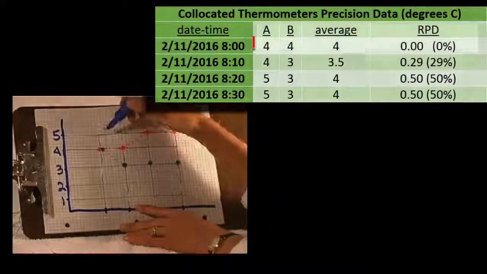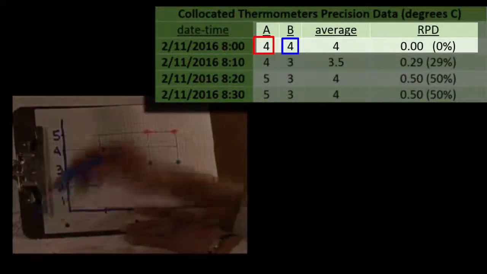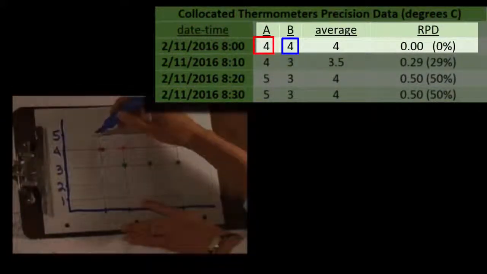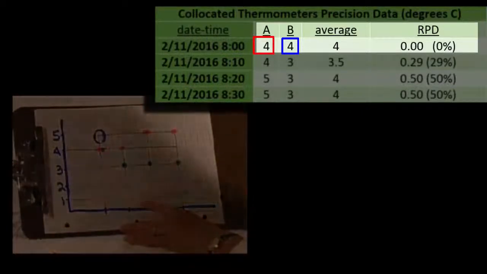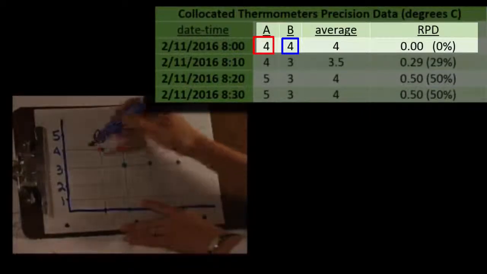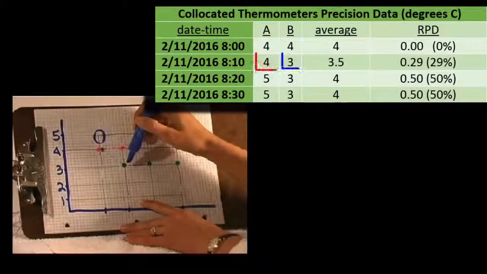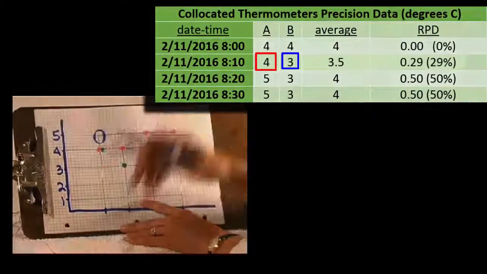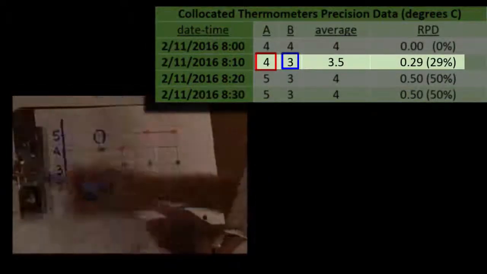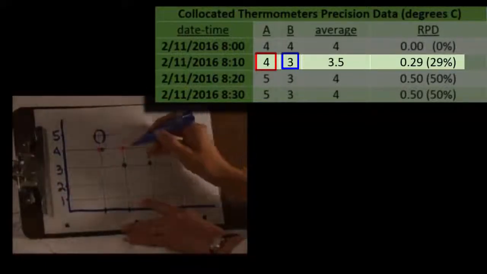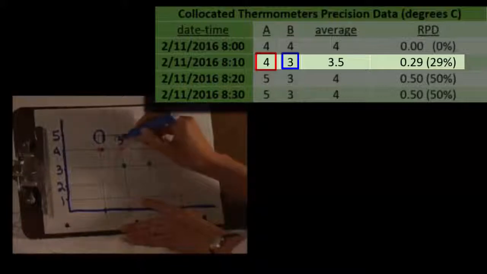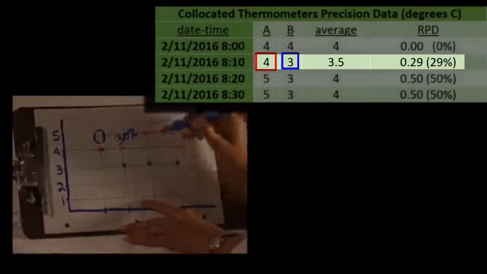And you can see that in the first case here, where we measured the temperature both in probe A and probe B to be 4 degrees, the precision error is 0 because it's the same. In this case, you've got 4 minus 3 divided by the average of 3.5. If you look at that, how many times does 3.5 go into 1? About 30%. So here we've got about a 30% difference between the two.